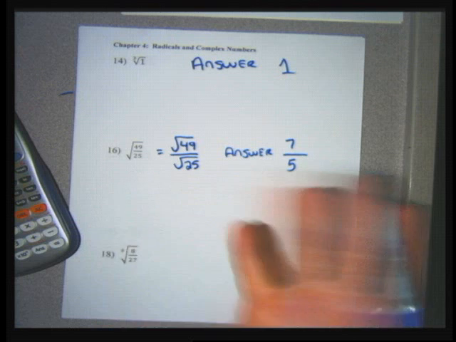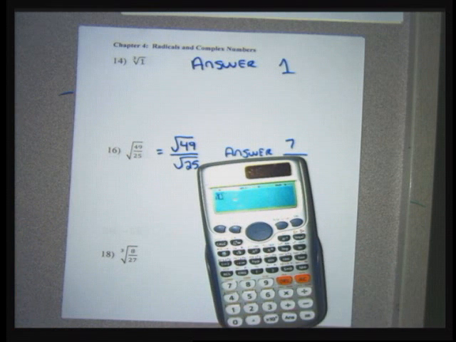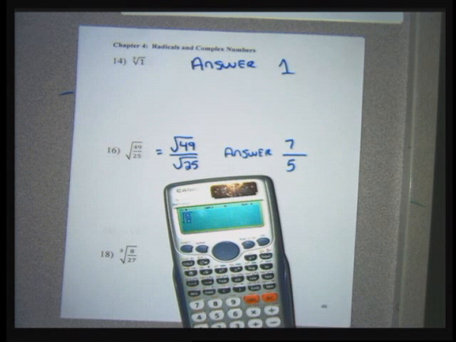Again, if you don't know those in your head, pull out your calculator, hit the square root button, then hit the fraction key. In the numerator, put the number 49. In the denominator, put the number 25. And your calculator will tell you that it's 7/5.